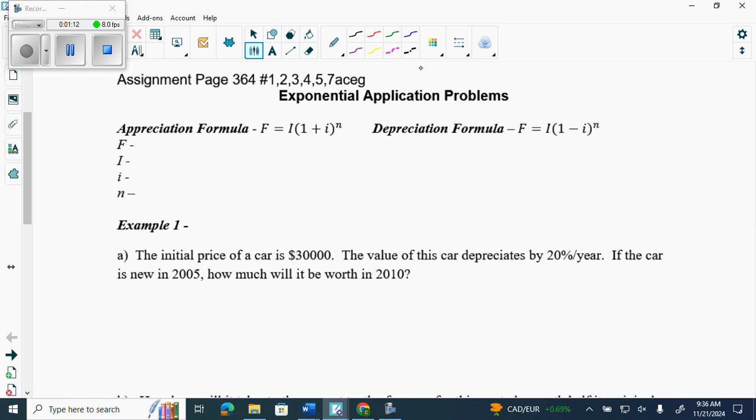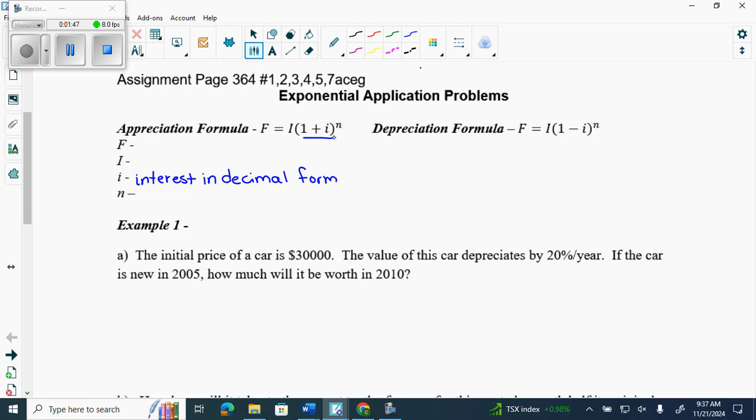So if we look at the appreciation formula, it's F = I(1 + i)^n. Little i is the interest in decimal form. So this one, I'm doing 1 plus i, right? So that's increasing because the 1 represents 100%. That means nothing has changed. And the plus i represents the percent it's increasing by.